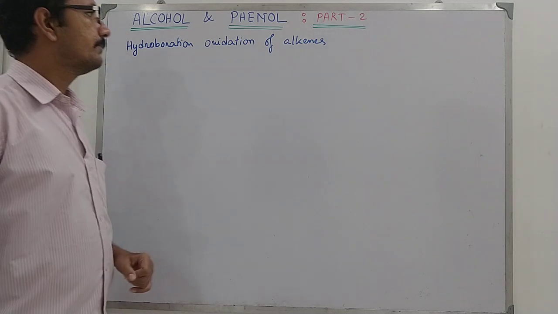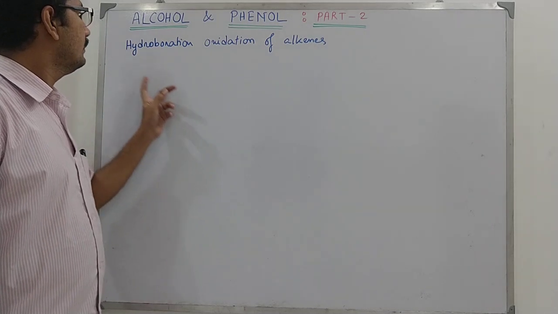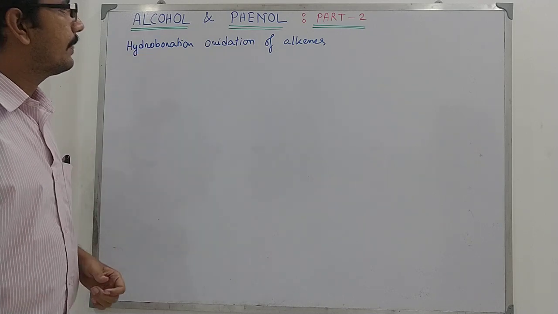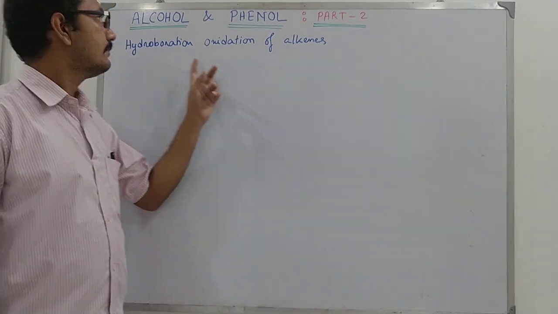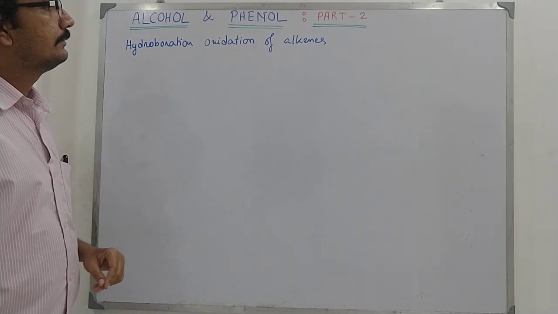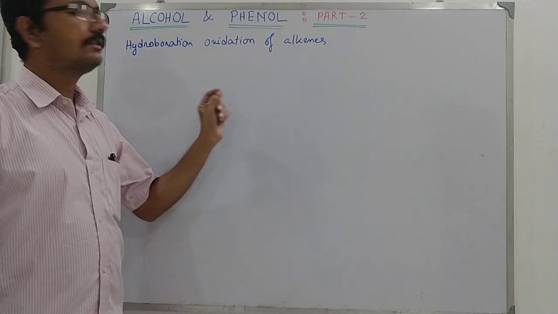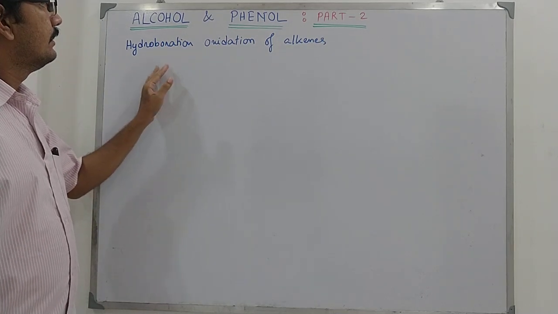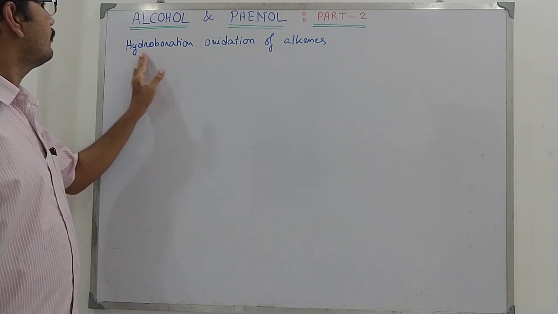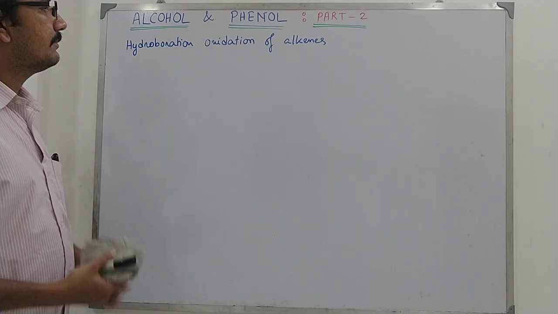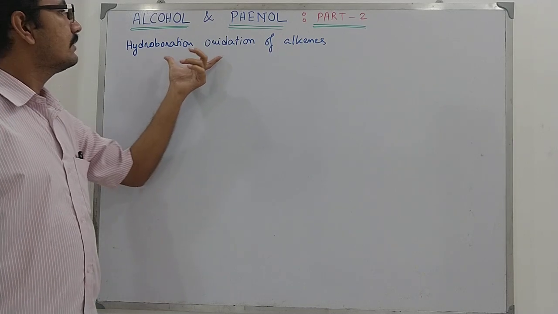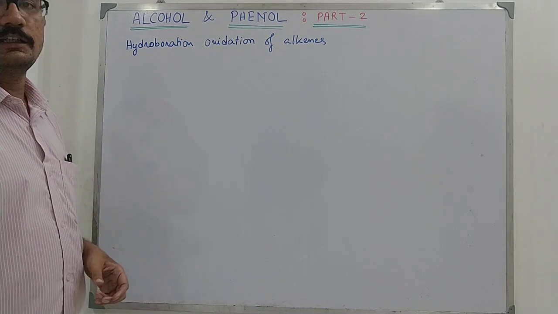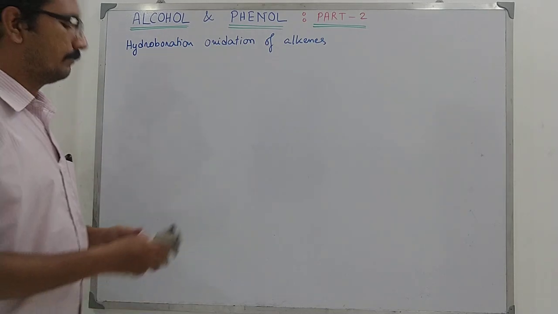Now in part 2, I will show you an important reaction which can synthesize alcohol, and mainly at the terminal position. It brings the OH group to the terminal position. This is the hydroboration oxidation of alkenes. It is a very famous reaction, and this reaction brought its inventor the Nobel Prize in the year 1979.